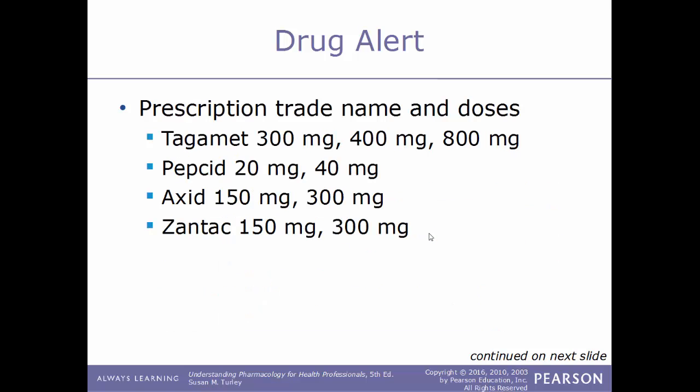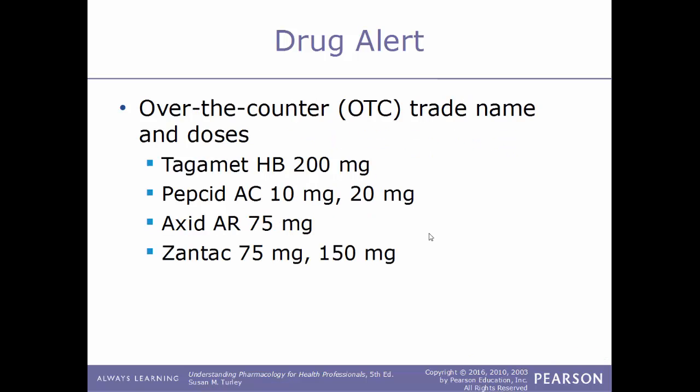Here are the prescription trade names and their doses. For Tagamet, they come in 300 milligrams, 400, and 800 milligrams. Pepcid is 20 or 40 milligrams. Axid is 150 or 300. And Zantac, 150 or 300. So these are all prescription doses. So these are going to be a little bit higher than your easily available over-the-counter versions.